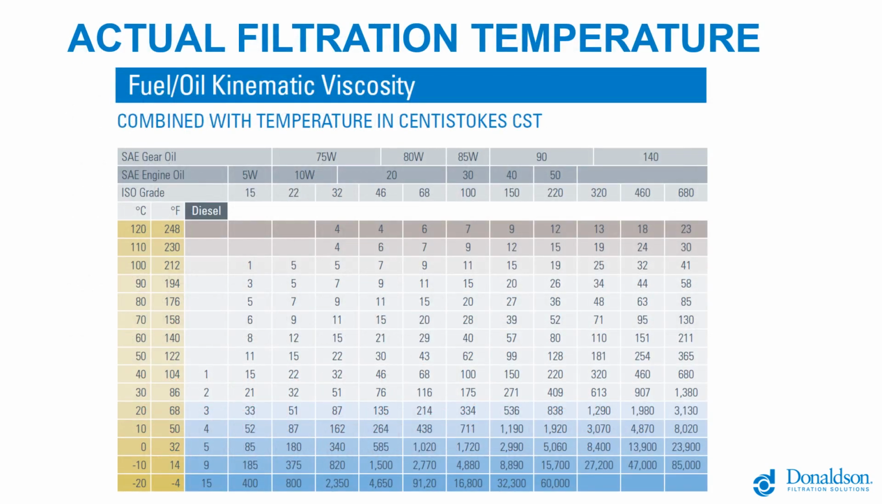The next most important thing directly for sizing filtration is also temperature. I'd like to walk through a quick example here of a typical hydraulic fluid, an ISO 46 hydraulic fluid. I'm sure you've heard it described as an ISO 46 hydraulic fluid. What defines it as that is its viscosity at 104 degrees Fahrenheit or 40 degrees Celsius. You can see it has a viscosity of 46 centistokes.